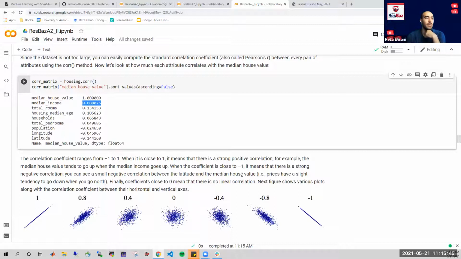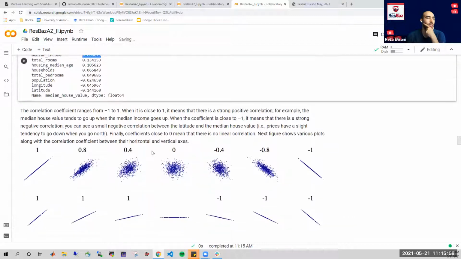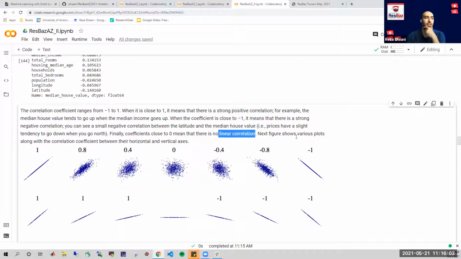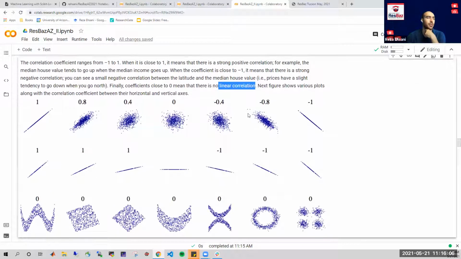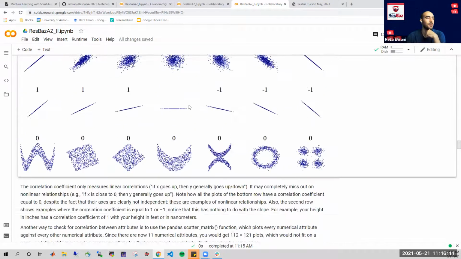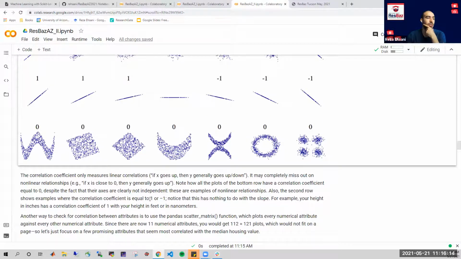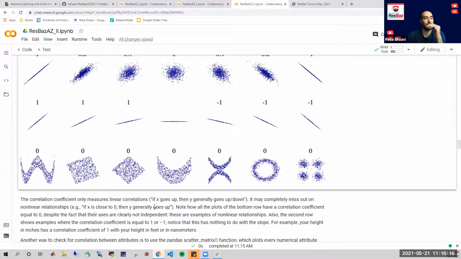When the coefficient is close to -1, it means that there's a strong negative correlation. You can see a small negative correlation between the latitude and the median house value. That is, prices have a slight tendency to go down when you go north. And finally, a coefficient close to 0 means that there is no linear correlation. The next figure, which is provided here, shows various plots along with the correlation coefficient between their horizontal and vertical axes. The correlation coefficient only measures linear correlation, as I mentioned, that is, if x goes up, y generally goes up or down. It may completely miss out on nonlinear relationships.